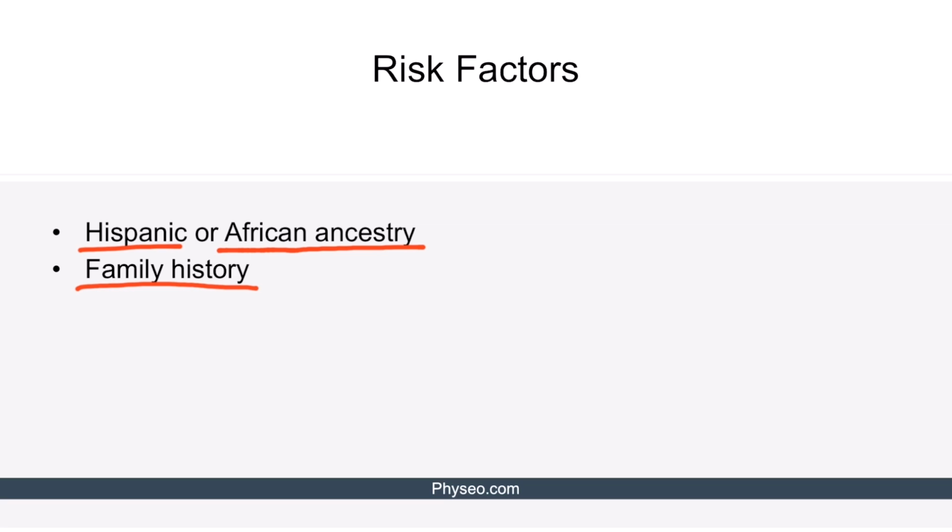Now, both of these risk factors suggest that there may be some genetic predisposition to developing keloid scars. However, there's actually no clear mode of inheritance or any identifiable genes at this point. We just don't know. So it's kind of this broad idea. If you have Hispanic or African ancestry or someone that came before you had it, then you're more likely. But we don't know exactly why.